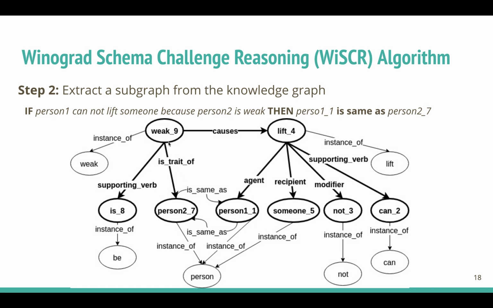As you can see here, similar to the subgraph from step 1, all the highlighted nodes represent token nodes. But there is one difference here. In this case, we also do not extract the is same as edge that was created because of the then part of that knowledge. So it disregards those two edges also, between person 2 underscore 7 and person 1 underscore 1.